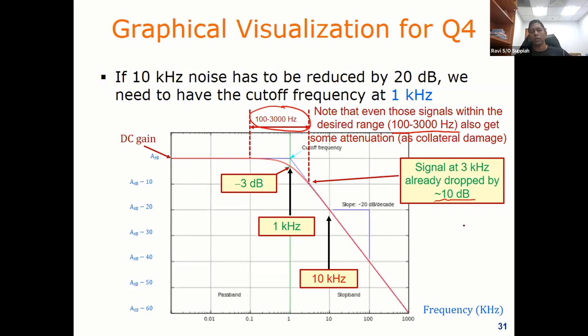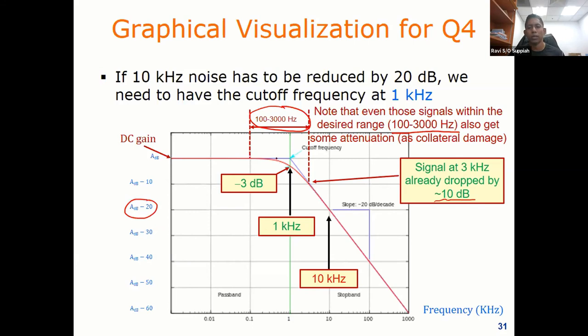So is this acceptable? Maybe, maybe not. It depends on the system. Of course, if you say I want to capture all of my signal from 100 Hz to 3 kHz, then you need to move the cutoff a bit more. But if you move the cutoff a bit more, then what gets affected? Your objective of saying that the 10 kHz noise was reduced by 20 dB will not be met.